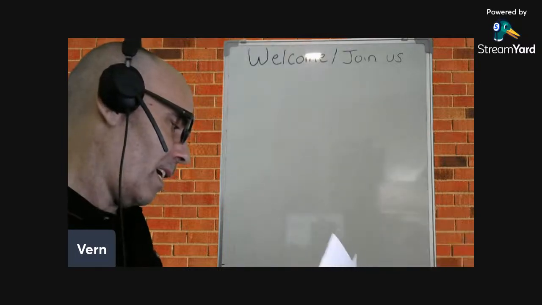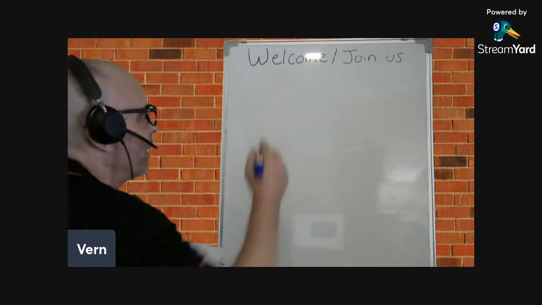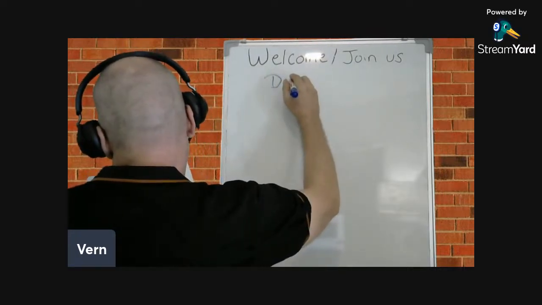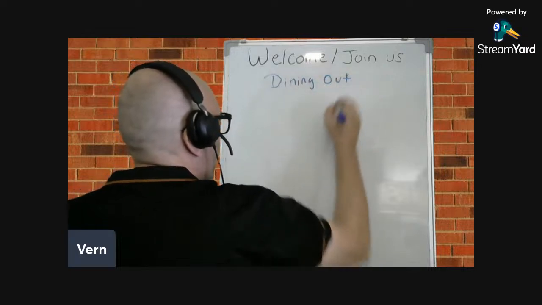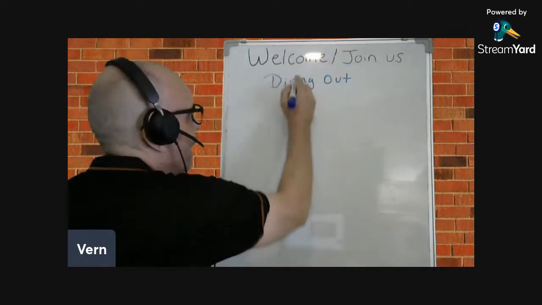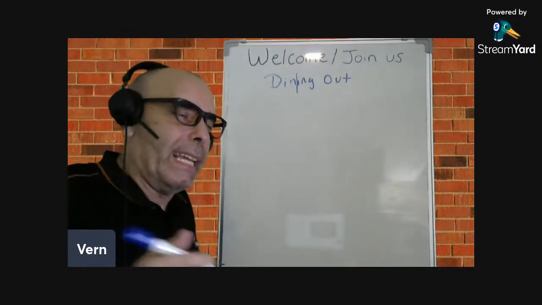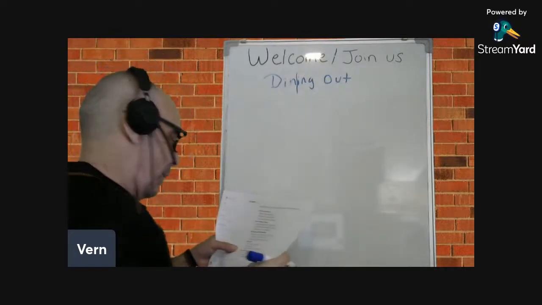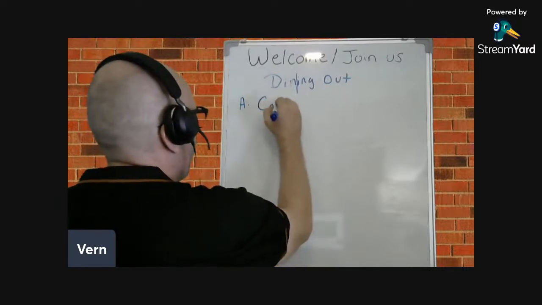All right. So let's change and go to dining out. Let's start that one. So what does it mean to dine out? Dining out means you're going out to eat. You're not eating at home. You're eating outside your house. Dining out. Just that simple. So A asks, can I see the menu, please?